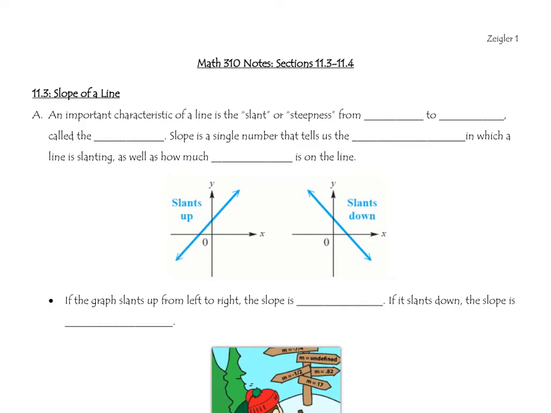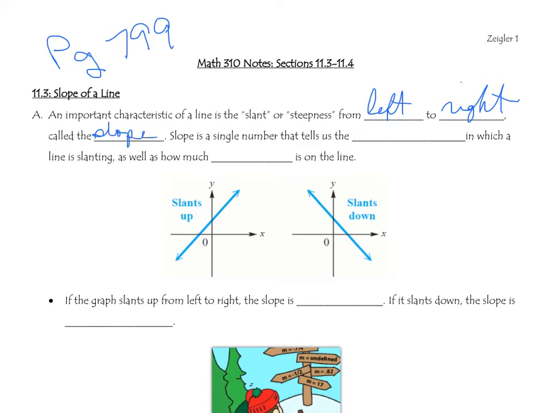Well, slope is the slant or steepness of a line as you look at it from left to right. And by the way, you want to be following along in your book on page 799. But you also want to have these notes in front of you so that you can fill them in as we go. So the slant we've just talked about, that's called the slope, and it's a single number which tells us the direction in which the line is slanting as well as how much slant is on the line.